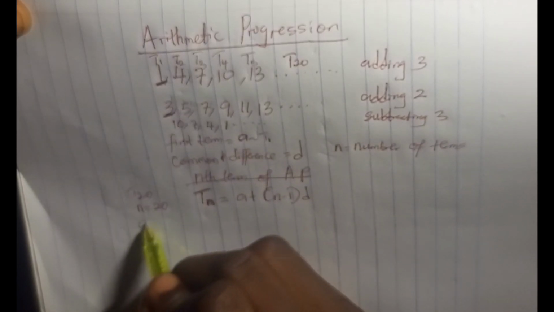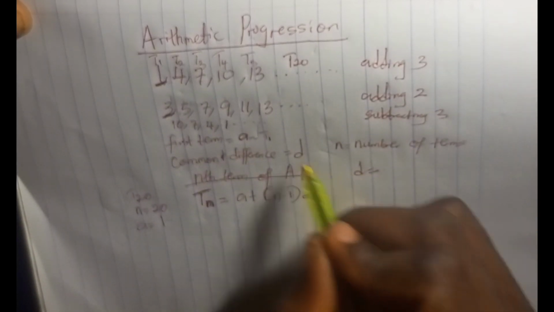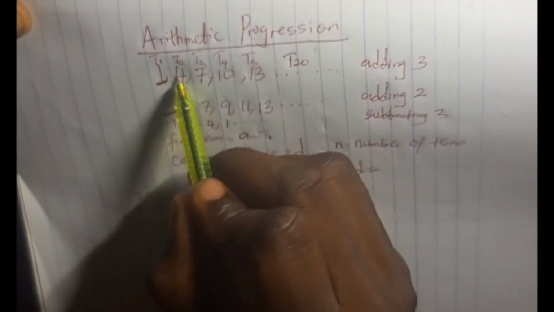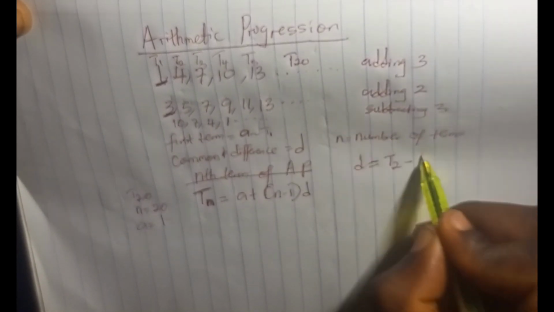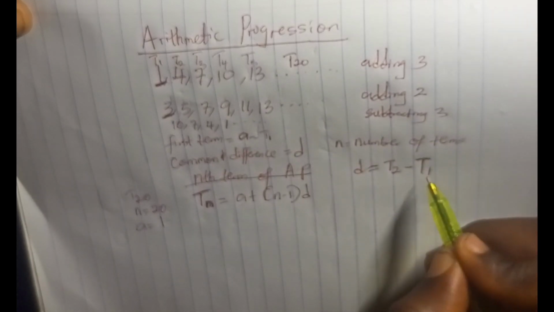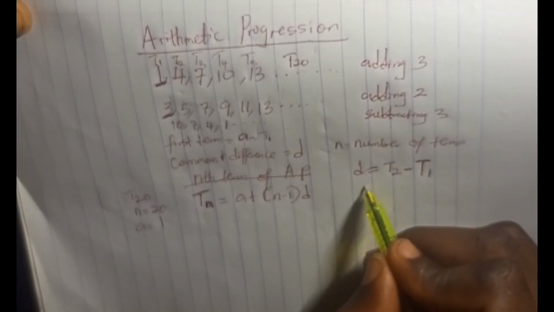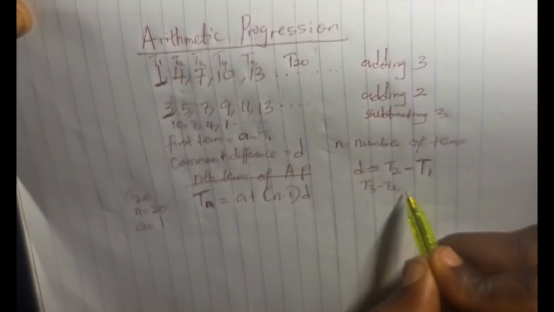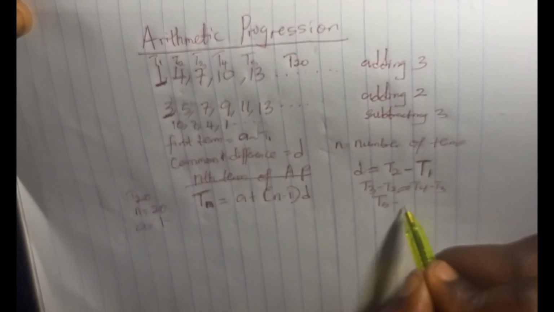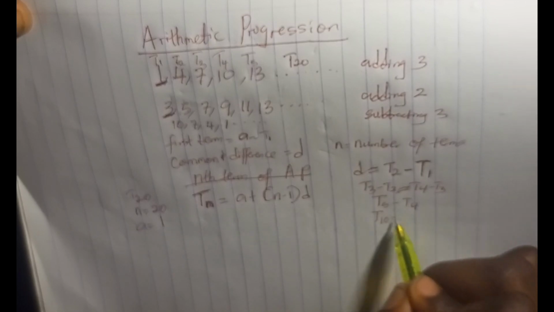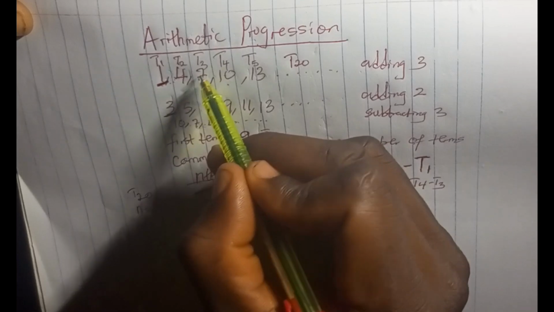Now, what's the first term? A is 1. And what's the common difference? 1 plus 3 is 4, 4 plus 3 is 7. The common difference is gotten by just T2 minus T1 in our arithmetic progression. So if you really want to get the common difference fast, you do T2 minus T1, or T3 minus T2, or T4 minus T3, or T5 minus T4, or T10 minus T9. Hope you see how it is going: this one minus this one, this one minus this one.